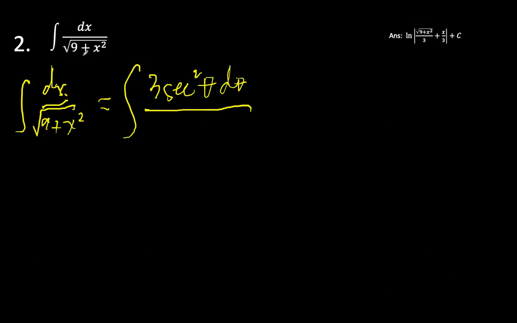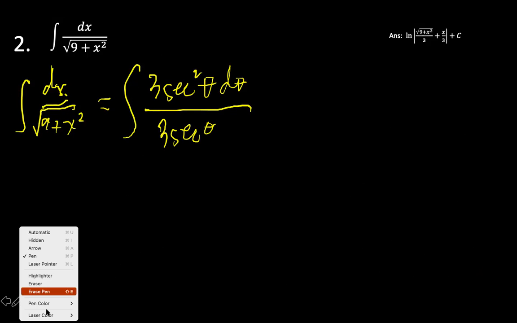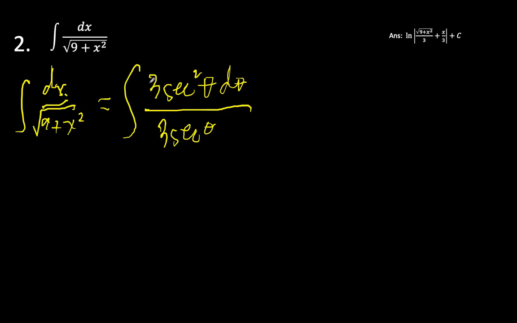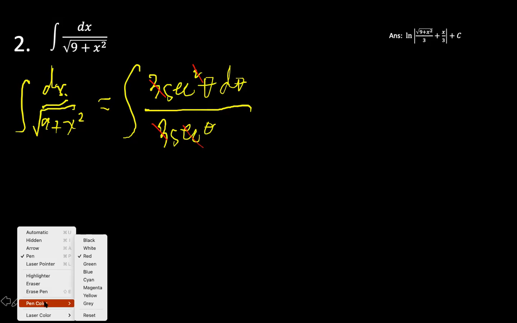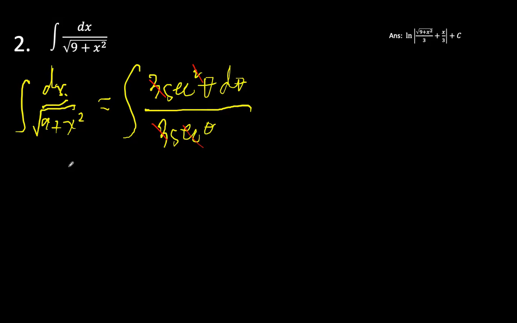And our square root of 9 plus x squared is 3 secant theta. Here we can do cancellation and simplify the integrand. Okay, we can cancel 3, 3, and also secant, right? So what we have now is the integral of secant theta with respect to theta.